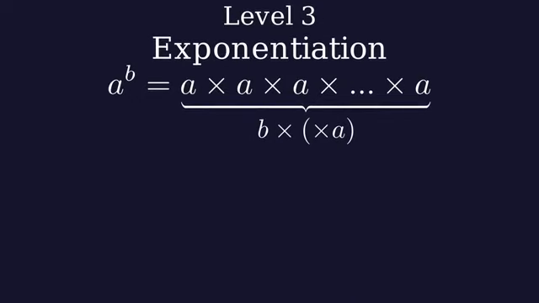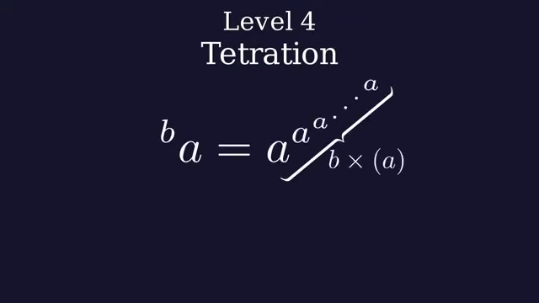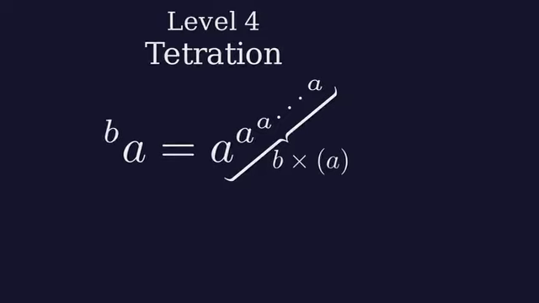The next operation, probably many people didn't hear about. Tetration. Tetration is repeated exponentiation. A tetrated to b is equal to a raised to the power of itself b times. In other words, it is a tower of exponents with the height of b. Tetration is a very powerful operation that can generate incredibly large numbers.